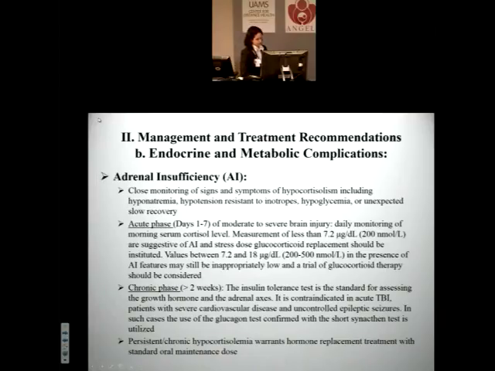In the chronic phase, the insulin tolerance test is used as the standard to check for growth hormone. This is contraindicated in the acute TBI population with cardiovascular disease or uncontrolled seizures. So there are alternatives to that test.